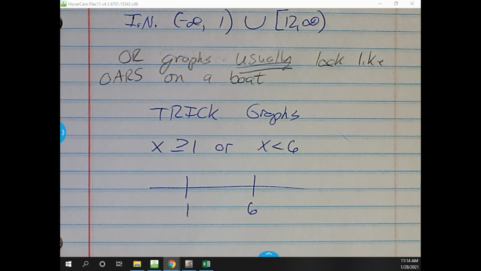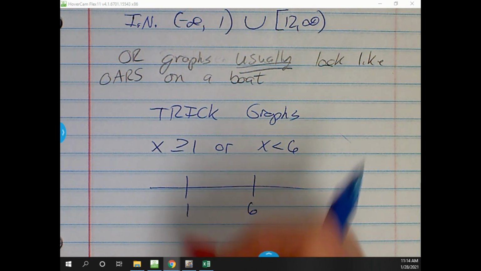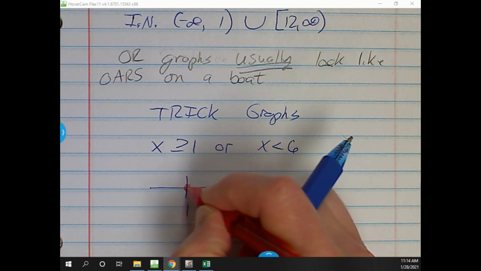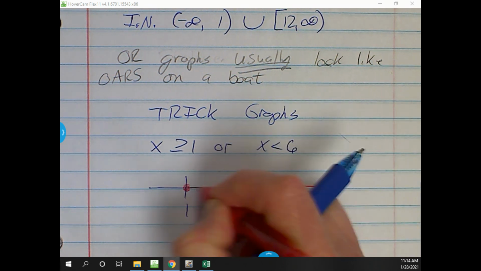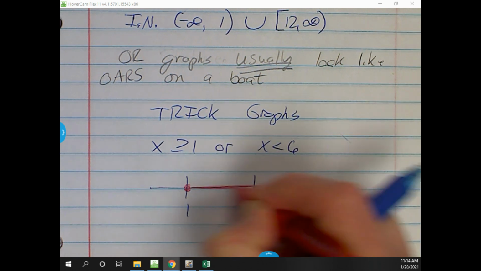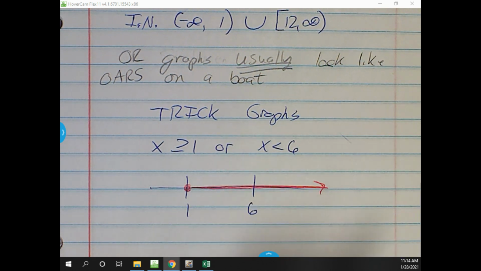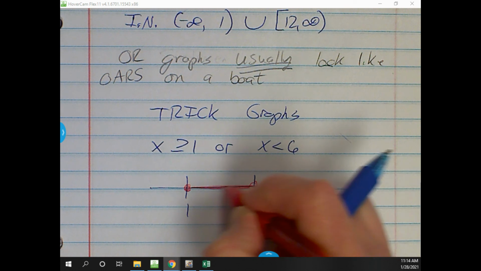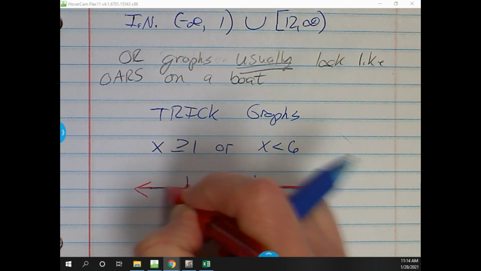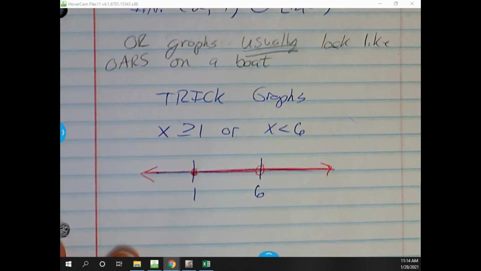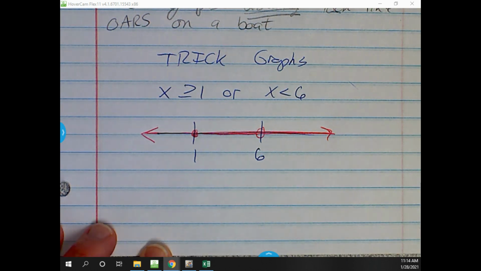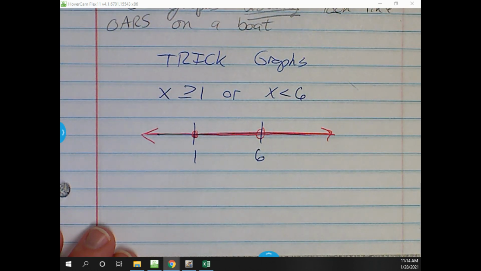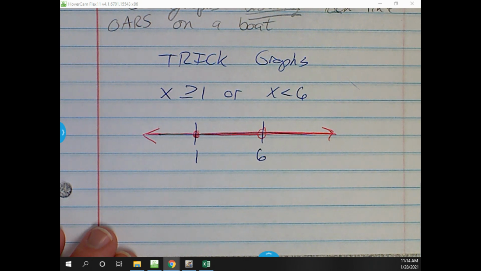We need everything that's greater than or equal to 1. So that's a solid circle here going this way. Or we need everything that is less than 6. So that's an open circle here going that way. Okay, here's what makes this one tricky. If it's an or statement, anything on the graph is what we want. Well, you graph these 2 and we've covered the whole graph, right?